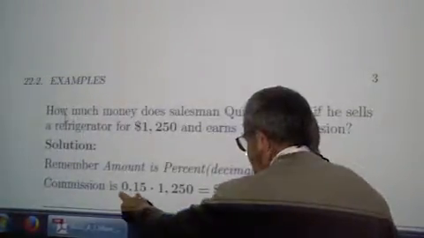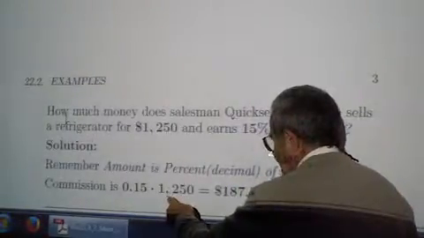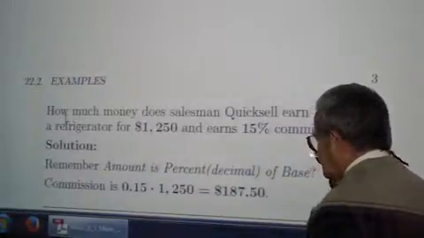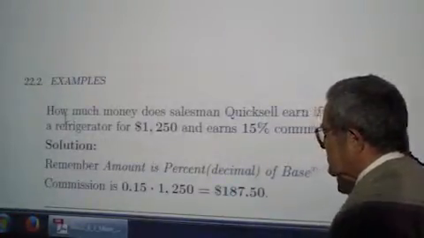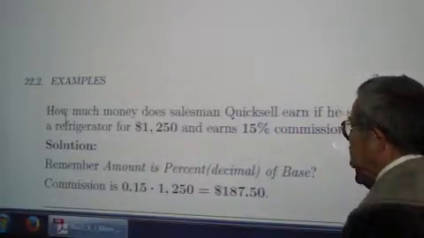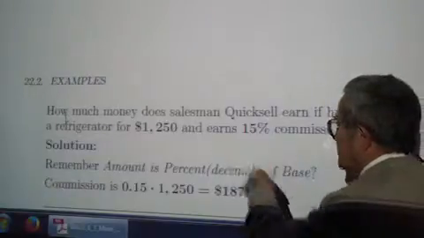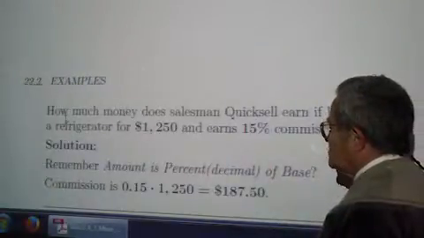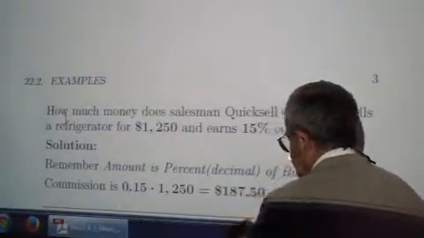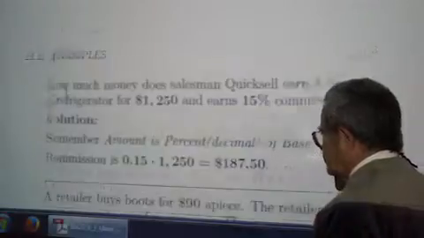The commission is 0.15 times 1,250, which is supposed to be $187.50. That is the commission. So 15% of 1,250. Of means multiplication. Is an equal sign. That's the amount, 187.5.